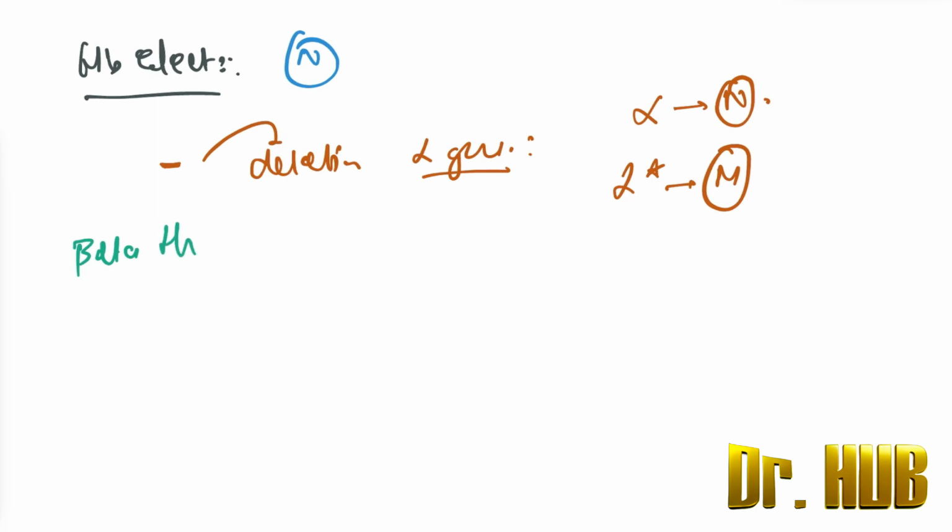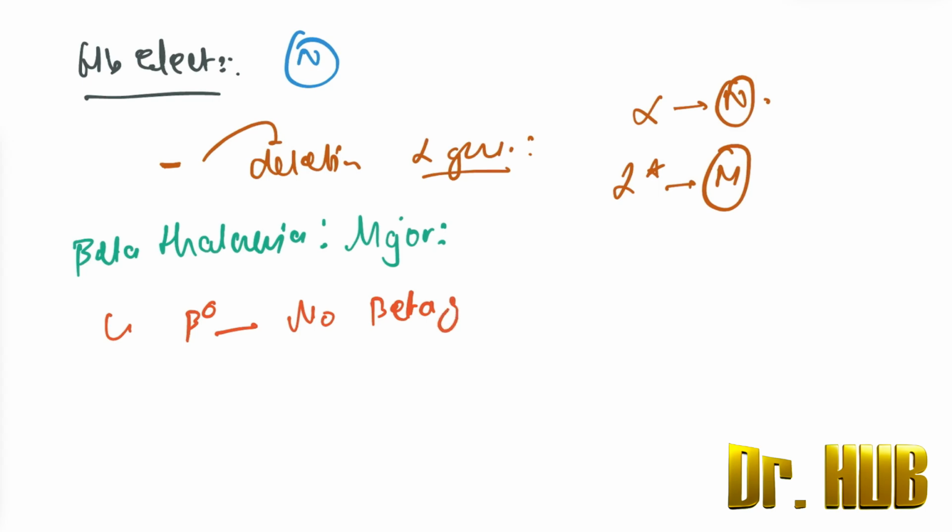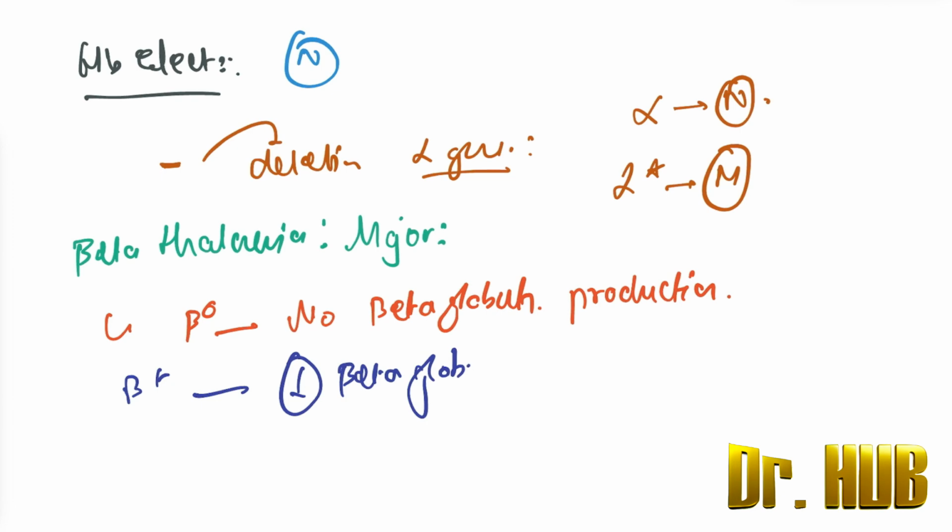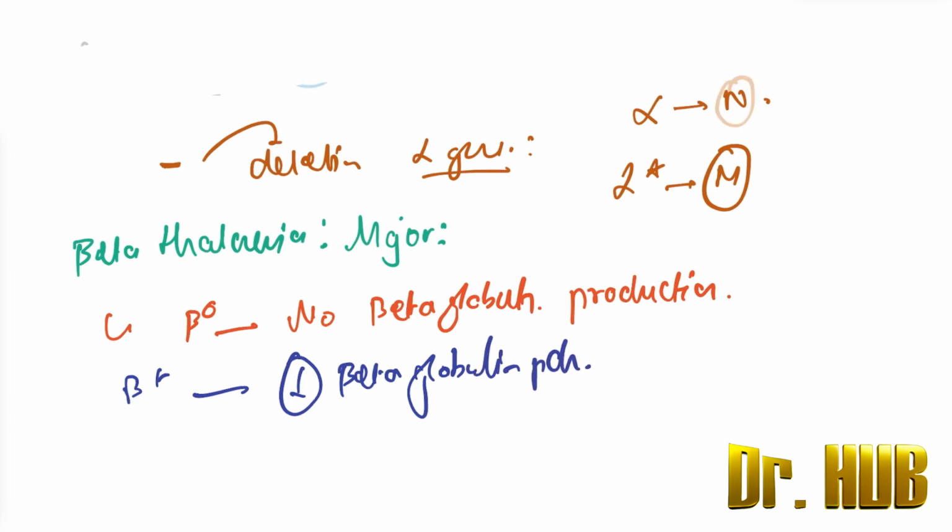Now to continue, we will look at beta thalassemia, starting with the major type. The genotype includes B0. What does B0 mean? Let's check the short forms. B0 means there is no beta globin production. B plus refers to a decreased beta globin production.